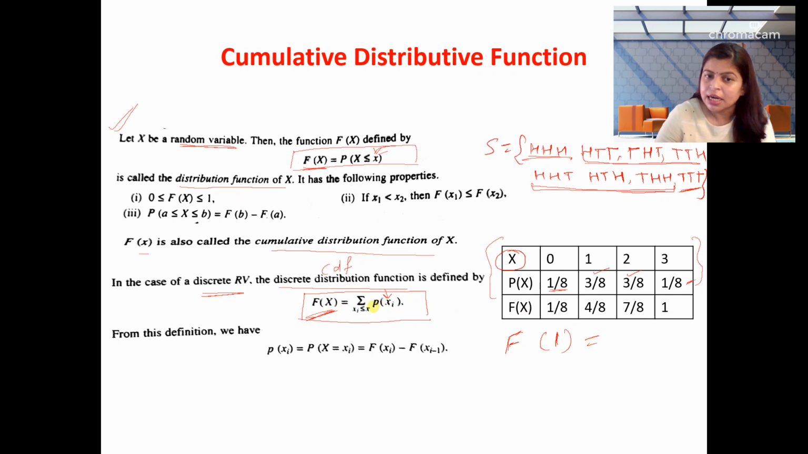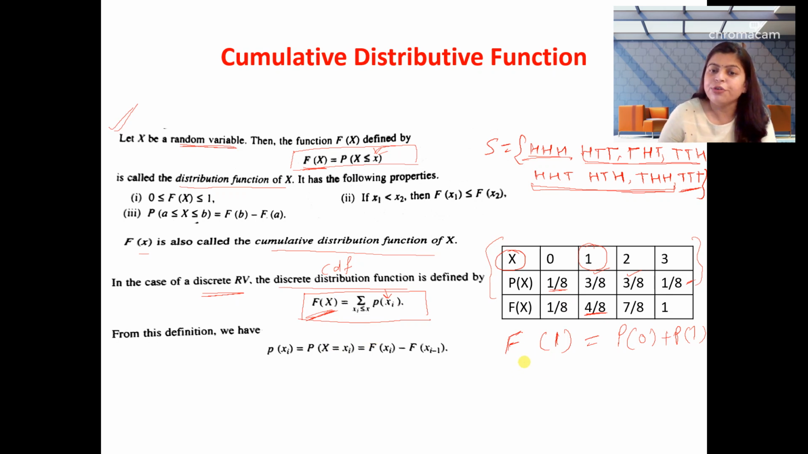According to this, we should add all the probabilities up to this point. So that means we will add here probability at 0 plus probability at 1, and this would be 4 by 8. You can see 1 by 8 plus 3 by 8. So CDF is basically we keep adding on all these probabilities, whatever the range is given to us, from the starting point to the last point. So this is how we can find out CDF.